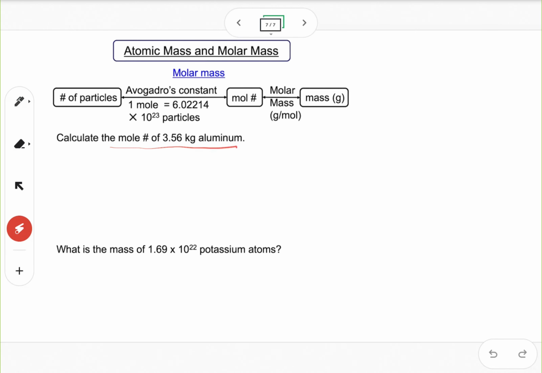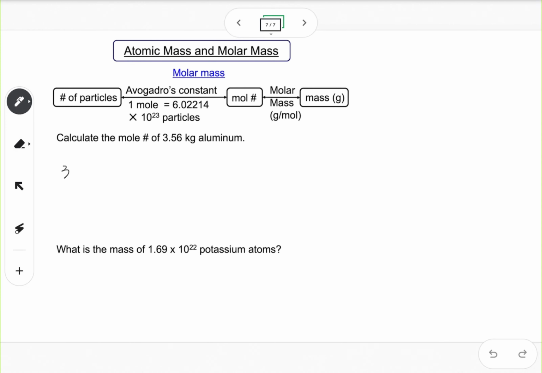Calculate the mole number of 3.56 kilograms of aluminum. In this problem, you know the mass. It's asking you to calculate the mole number. Therefore, you need to focus on this part. And in order to do the calculation, you need to know the molar mass of aluminum. If you go to the periodic table, you can find how much that is. Okay, let's set up the equation. Remember, this is a kilogram. And in order to use the molar mass, gram per mole, you have to get the mass as gram first. So you need to do unit conversion from kilogram to gram.